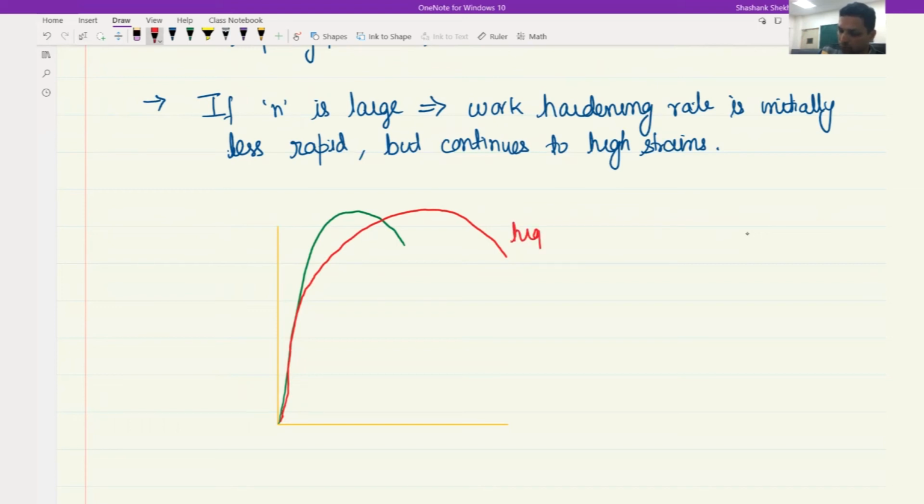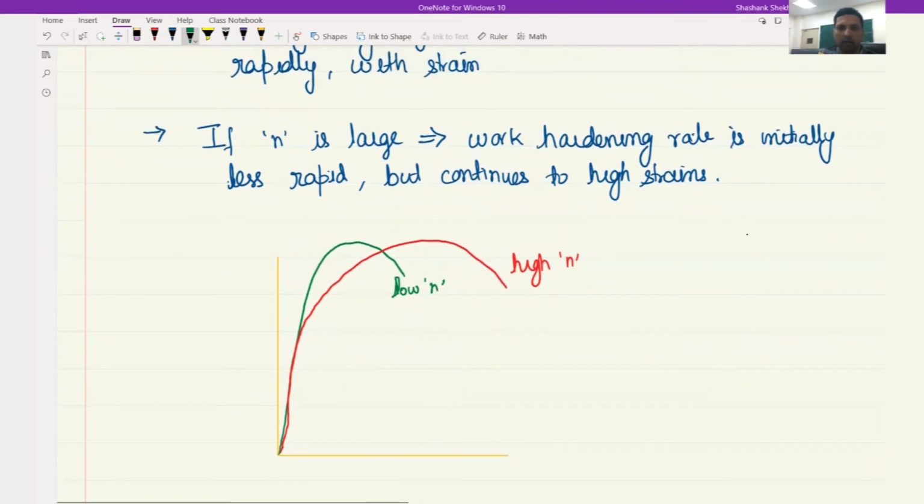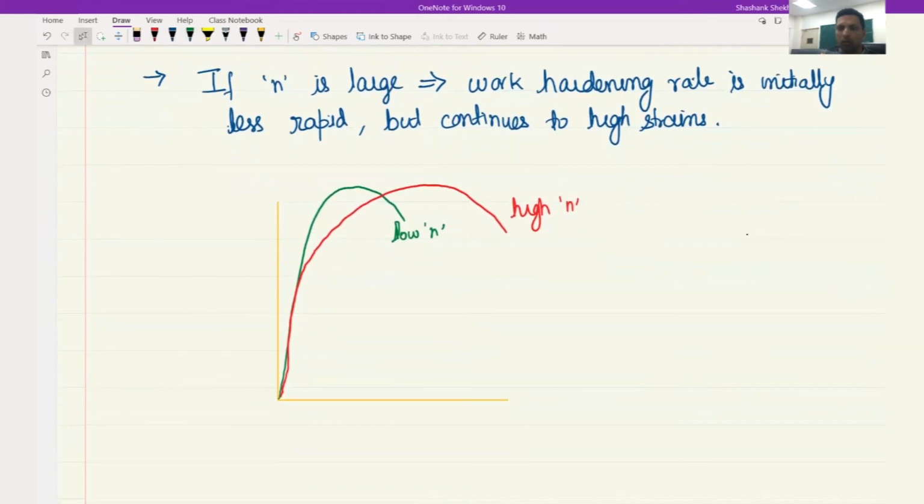And it is clear why it should be so, because for high n it means total uniform elongation is high and total elongation is high. So initially it is less rapid, but it continues to high strains. On the other hand, for low n, you will have low uniform elongation as well as low total elongation, and therefore it rises very rapidly, but then it saturates very quickly. So that is the implication of low n and large n values.